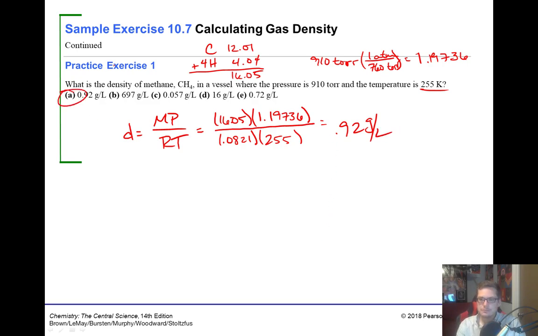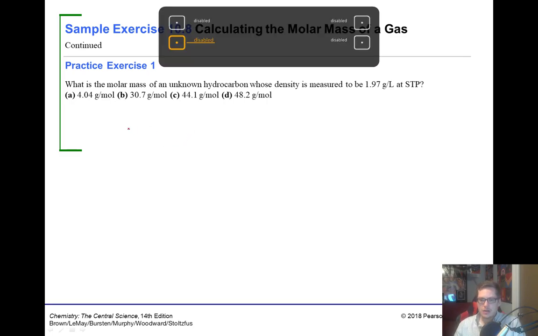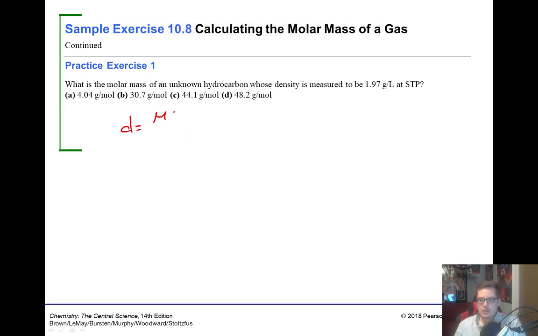All right, okay. One more here. It says, what is the molar mass of an unknown hydrocarbon whose density is measured in 1.97 grams per liter at STP? All right, so we take our formula, the density equals MP over RT, but we want to find the molar mass, so we're going to rearrange it to find molar mass. So molar mass is equal to RT times the density over pressure.